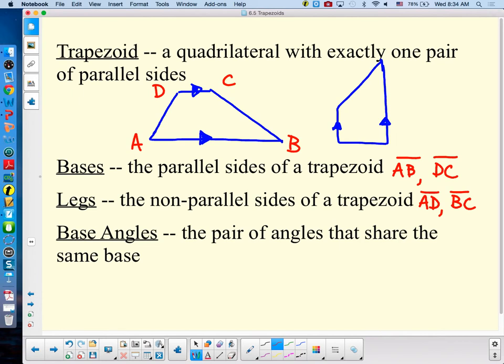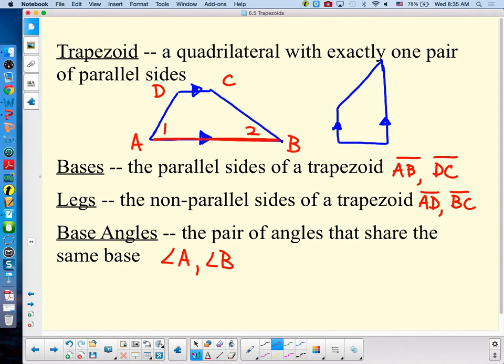And the last term is base angles. Base angles would be the pair of angles that share the same base. So any angle in a trapezoid would be a base angle, but as you talk about base angles, you need to pair them up. Which two pair together? So let's pick out a base on the first trapezoid. Let's just go with segment AB. So with that base, angle A and angle B are your base angles. In other words, angle 1 and angle 2, that's a pair of base angles. Now angle D and angle C would be another pair of base angles because they are both sharing base DC.